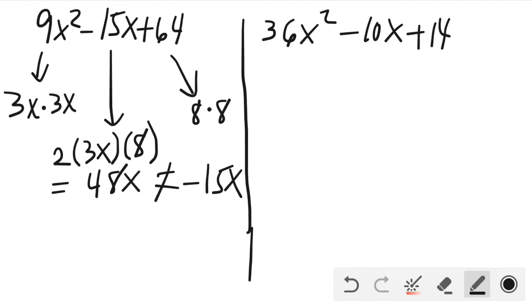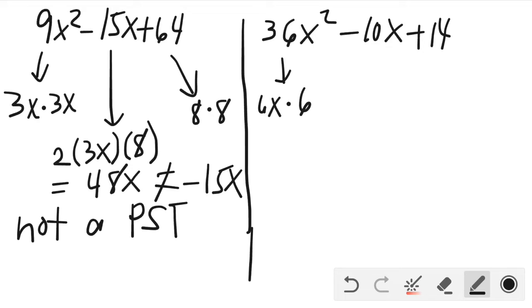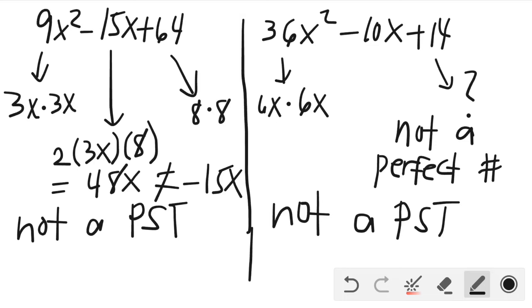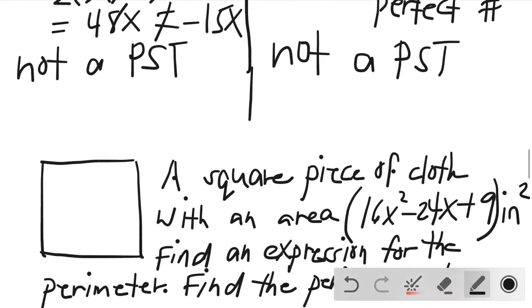Definitely not. So in this case, we will solve for a 48x, which is definitely not equal to negative 15x. In this case, we can say that this is not a perfect square trinomial. Alright, let's check the next one. Correct, 6x and a 6x. And, well, what can you say about 14? Exactly, 14 is not a perfect square. So because it isn't, this is not a perfect square trinomial. So that's how you can identify a perfect square trinomial. Good job. Let's go forward.